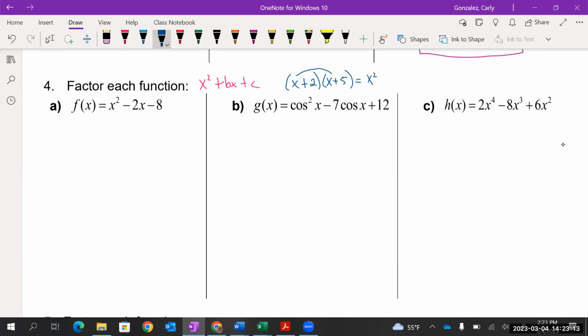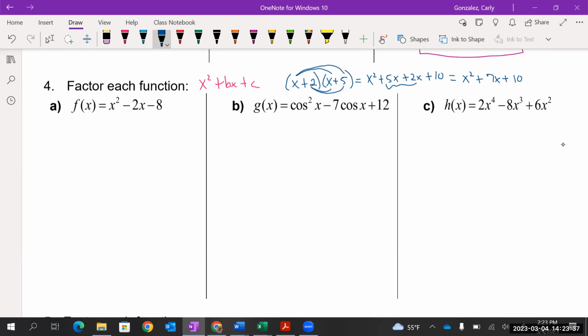So we get x squared, x times x is x squared, and then plus 5x plus 2x plus 10. And we can simplify that because we have like terms in the middle. And our final answer is x squared plus 7x plus 10.